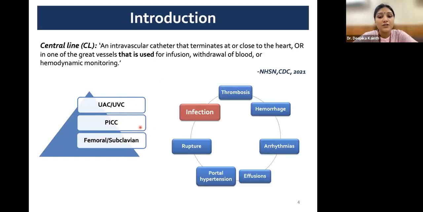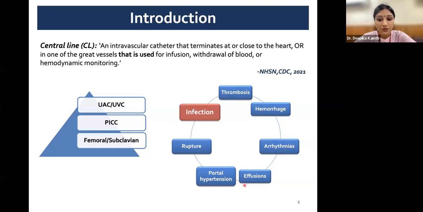So what are the complications of a central line? Any line or any foreign body in the natural system of a human being, here a neonate, is not free of complications. Any foreign body will invite reaction in the form of thrombosis, hemorrhage because of the predisposition for bleeding in these neonates, and arrhythmias, because it is lying very close to the heart and can lead to conduction abnormalities.